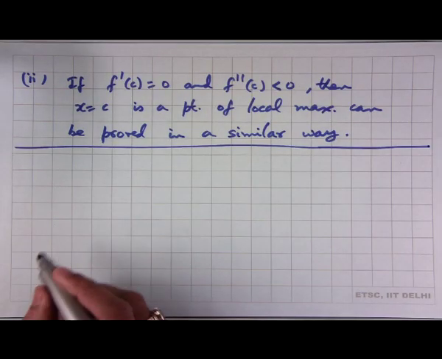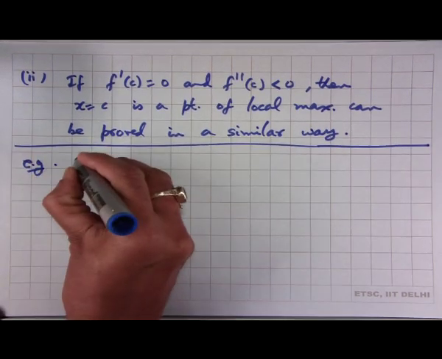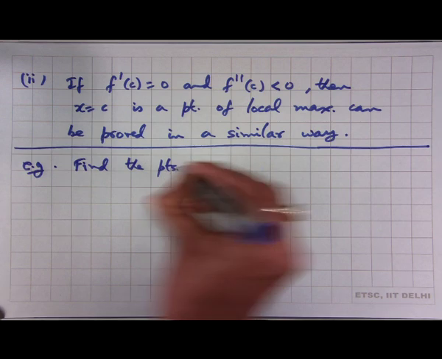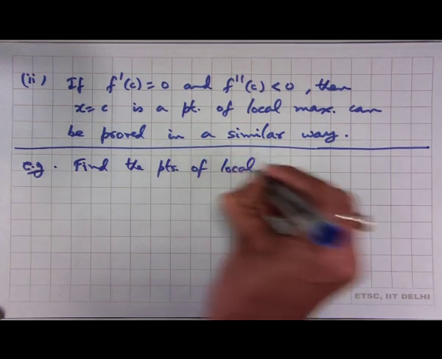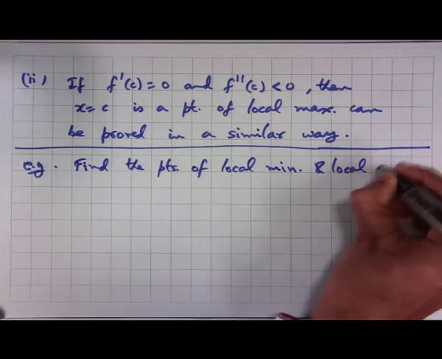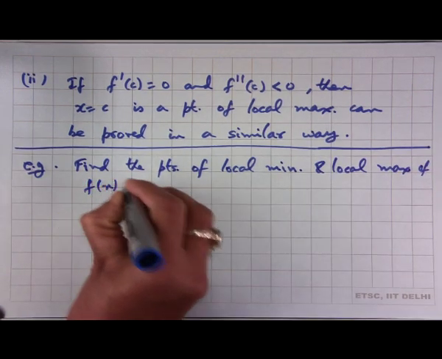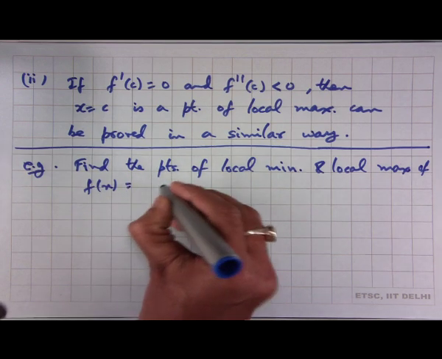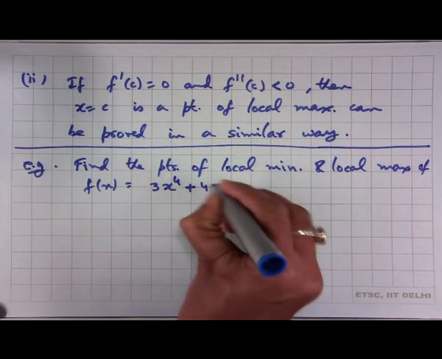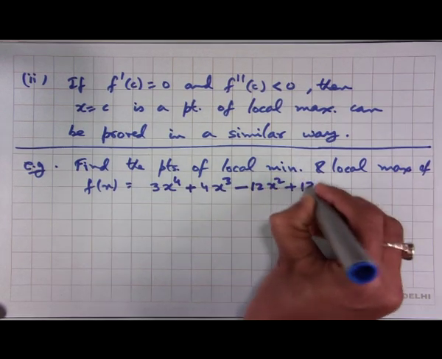Now, we will try to use this for a function, find the points of local minima and local maxima of f of x equal to 3x to the 4 plus 4x cube minus 12x square plus 12.